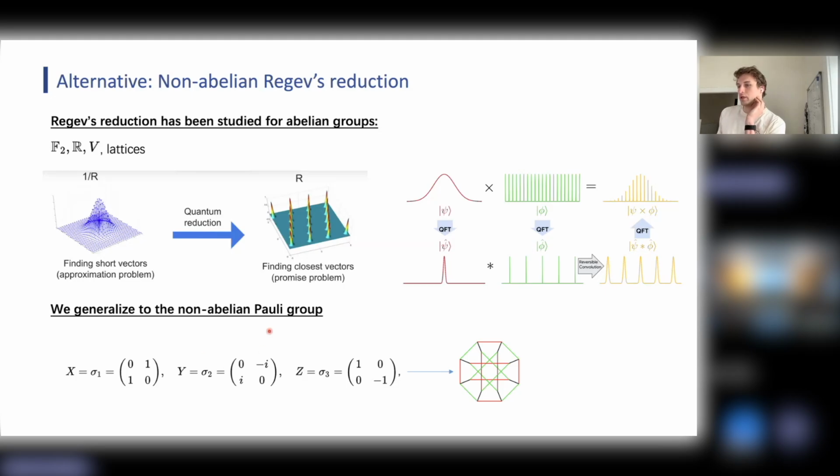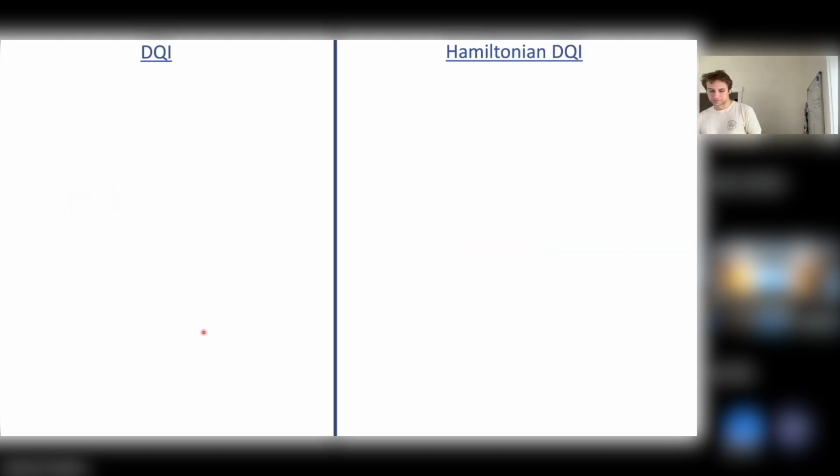But of course, there are many non-abelian groups that one could be interested in. One way of understanding our paper is that we generalize Regev's reduction from the abelian setting to a specific non-abelian group, which is the Pauli group. Before I explain how the algorithm works, let me compare DQI and Hamiltonian DQI side by side so that you can see what changes.